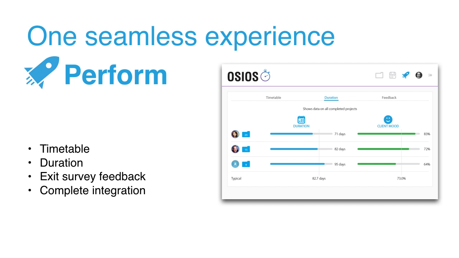a company level dashboard. So you can see how long your projects are taking on average. You can see how one project manager is perhaps performing against another. You can see what the mood is like for your client against those staff. So again, very valuable information to know.